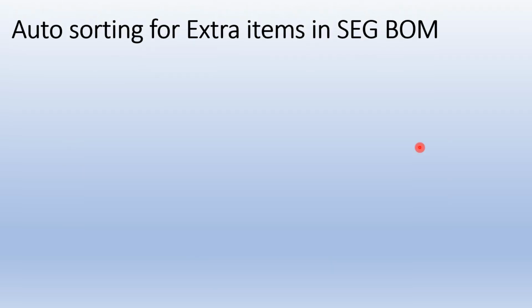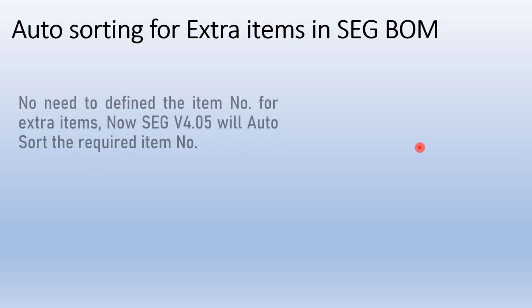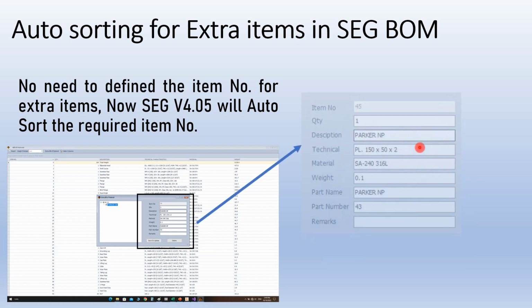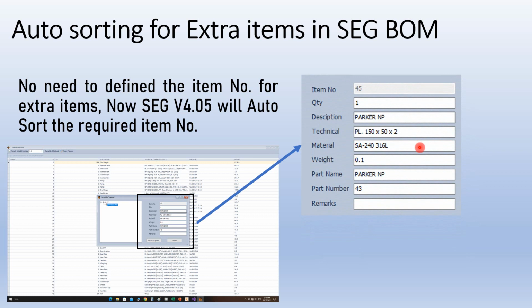Another feature available in SEG version 4.05 is auto-sorting for extra items in the SEG bill of material. In version 4.04, you needed to fill in the item number value for each item. You would import it as an external element, not included in the SEG bill of material. But now, in the new version, this number takes the auto-sort number after the standard bill of material of SEG. So you will not need to define the item number for the extra items.